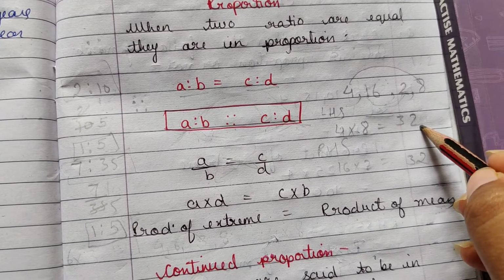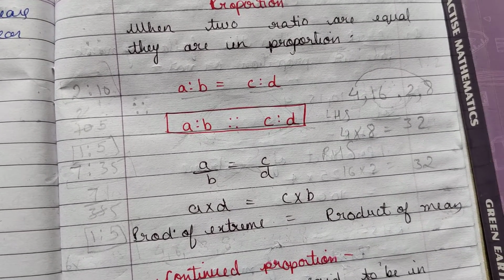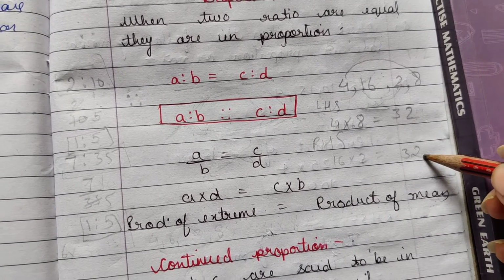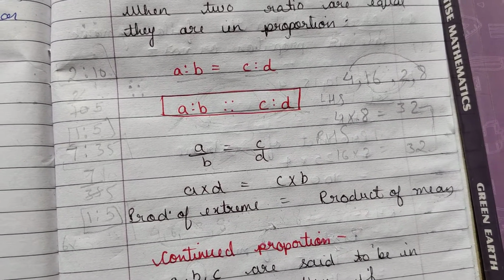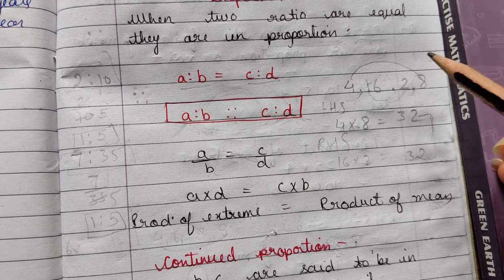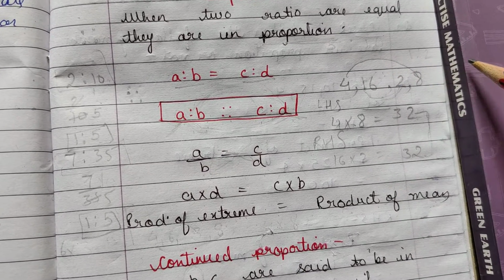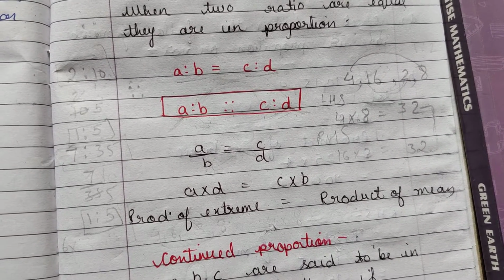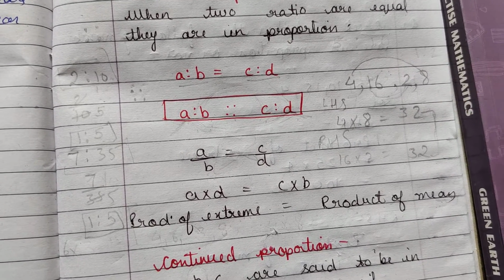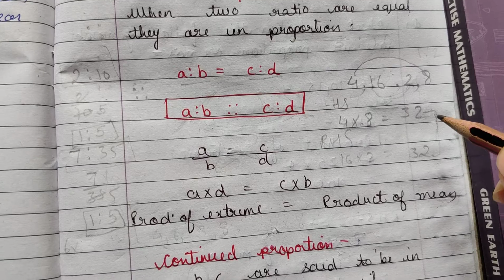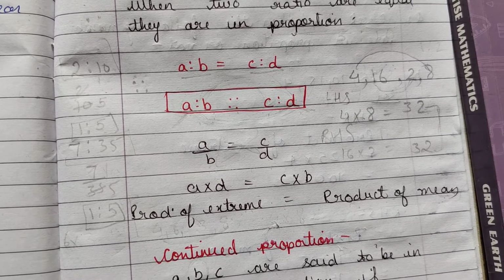If the product of extreme and the product of means are equal, then we will say that yes, 4, 16, 2, 8 are in proportion. If the product wouldn't be the same, okay, then you will say that no, they are not in proportion.